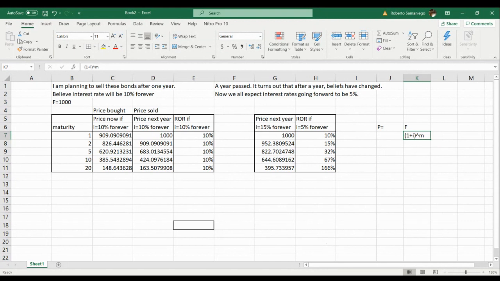I will upload an Excel sheet of this kind. I think I may have already done so into Blackboard under lectures. So if you want to play around with it and try different interest rates, you're welcome to.